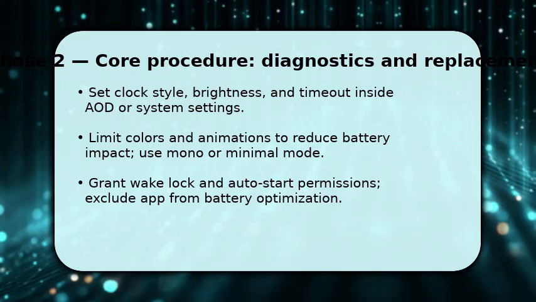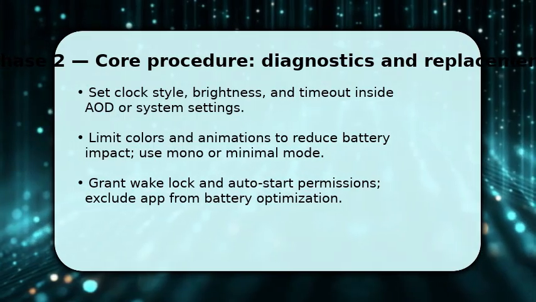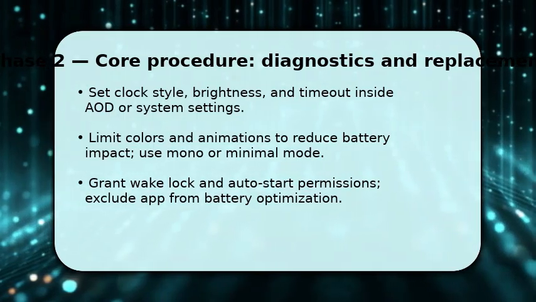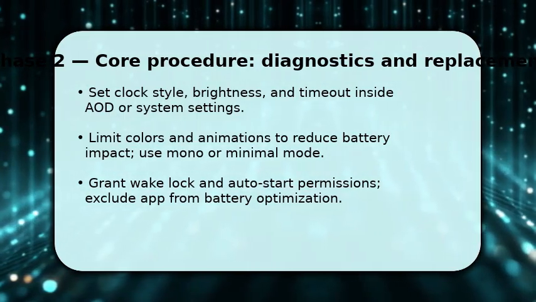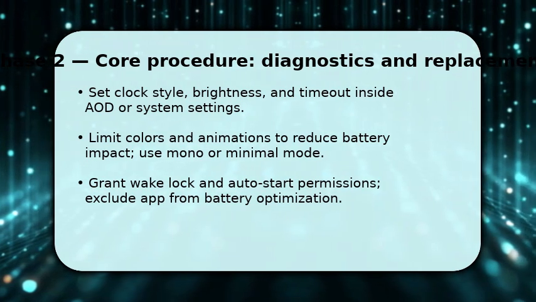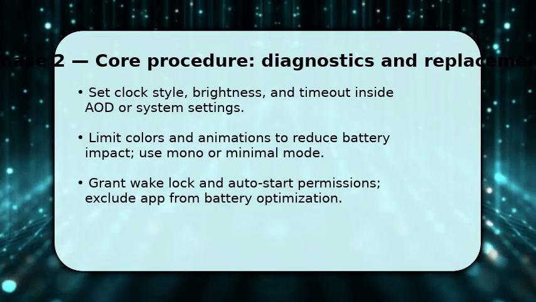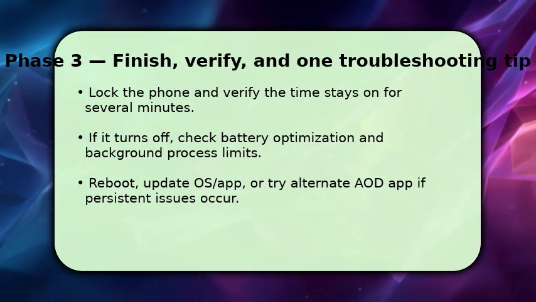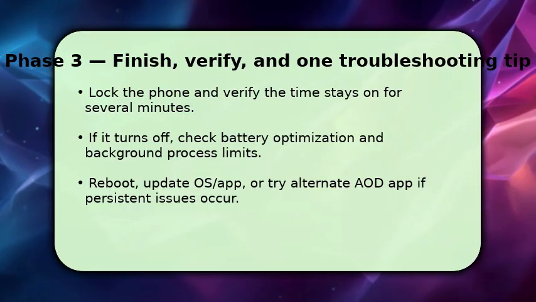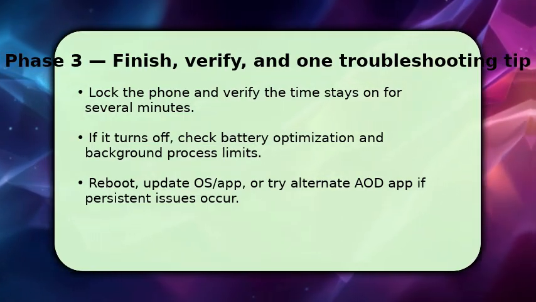Once these are set, test by locking the phone and watching the display. Finish by locking the device and verifying the time remains visible. If it turns off quickly, immediately recheck battery optimization, background app limits, and any vendor power management settings. Some manufacturers enforce aggressive kills.